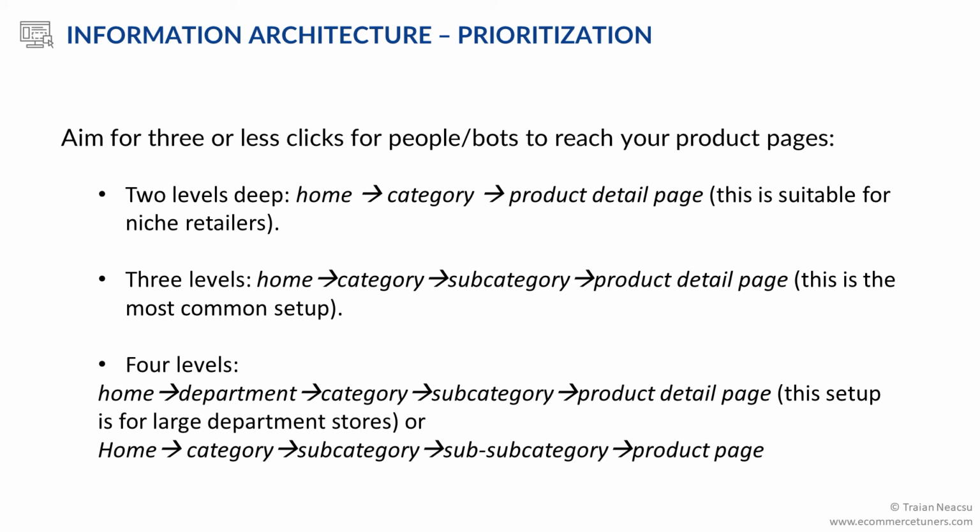Ideally, the hierarchy depth to reach a product detail page should be under 4 levels. 2 levels deep are Home, Category, Product Detail page. 3 levels deep are Home, Category, Subcategory, Product Detail page. 4 levels deep are Home, Department, Category, Subcategory, Product Detail page, or Home, Category, Subcategory, Subcategory, and Product page.